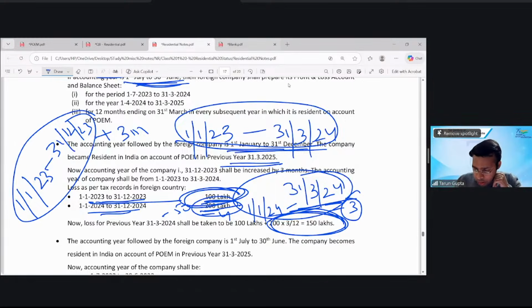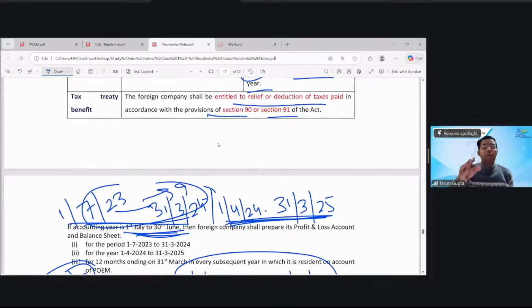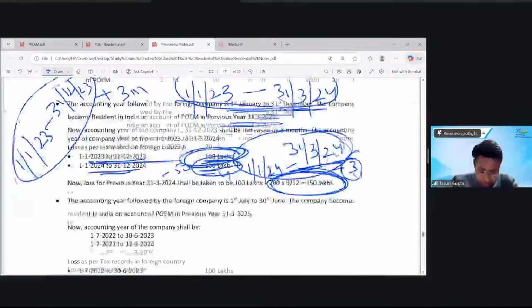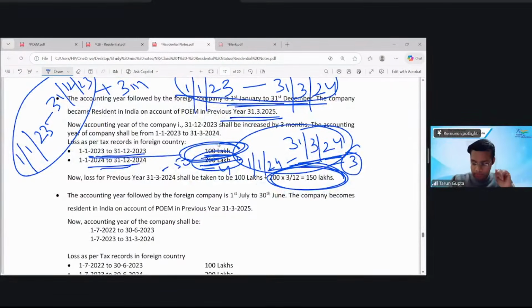So Sanjay is asking, is this required for loss only? Yes, this is required for loss only. Otherwise, for accounting, I told you, I have to prepare the financial statement from 1st April. So before that period, whatever the period may be, 3 months or 9 months, I'll prepare a separate financial statement for such period. Okay. For loss, I have to proportionate that loss.